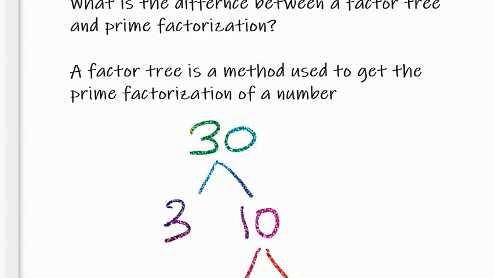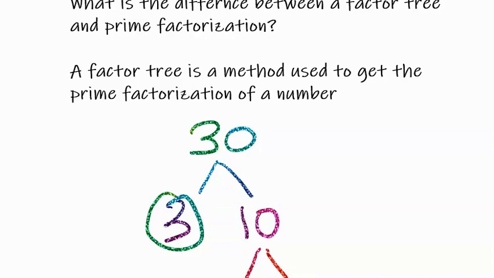Here I also notice that 2 and 5 are also prime numbers. Those are numbers who only have two factors, 1 and the number itself. At this point, I'm done breaking this down because 3 is a prime number, 2 is a prime number, and 5 is a prime number. There's nothing further that I can break those numbers down into.